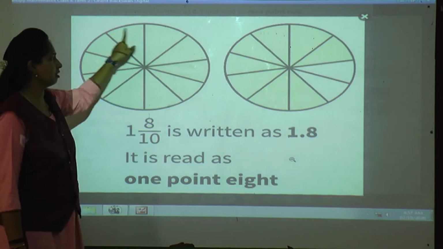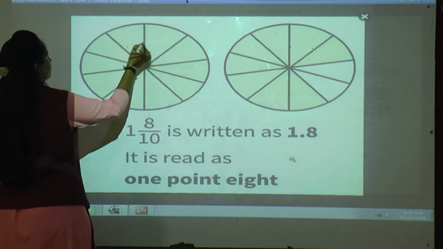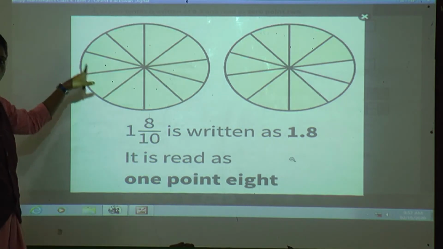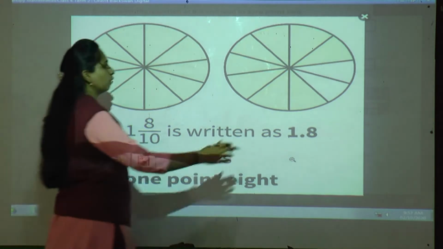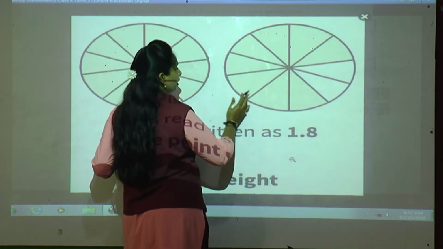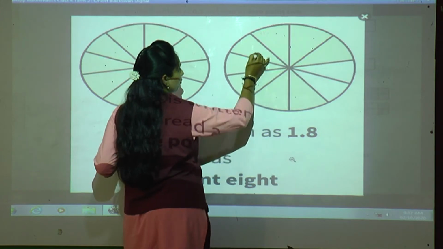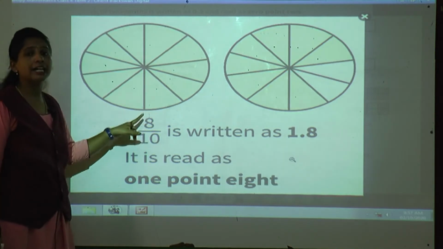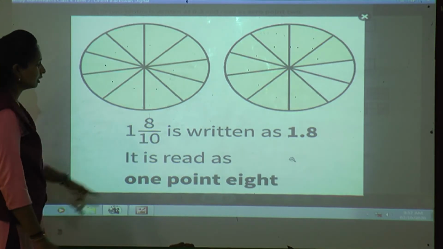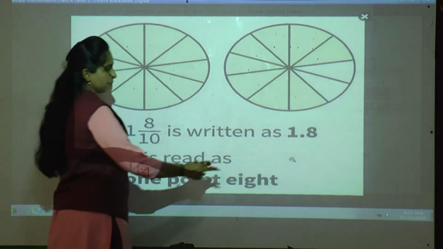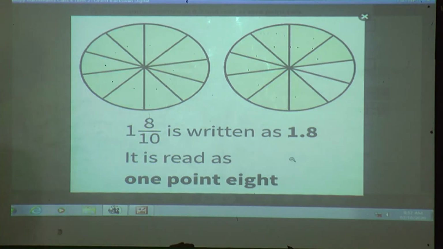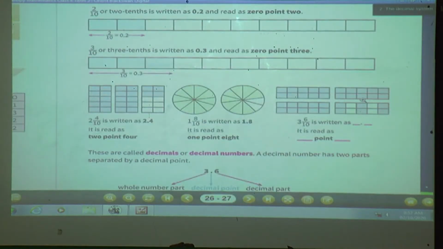Now see, in this circle how many parts are there? 1, 2, 3, 4, 5, 6, 7, 8, 9, 10. Isn't it? Now this whole part is colored, so 1 is there. Now out of this 10, how many parts are colored? 1, 2, 3, 4, 5, 6, 7, 8. 8 parts are colored. So we write 8 divided by 10. So this mixed fraction we write in a decimal as 1.8 and it is read as 1.8. Clear? Yes. Now see this one.